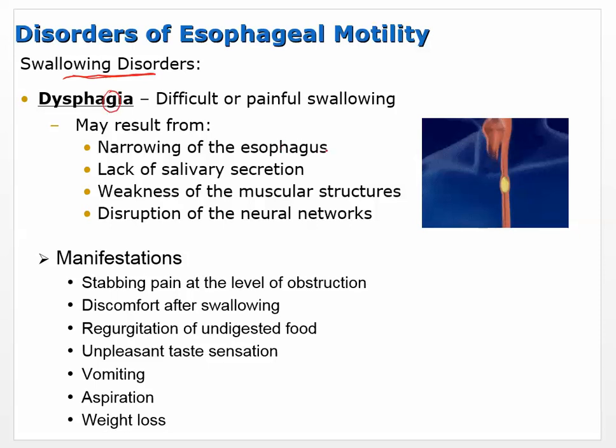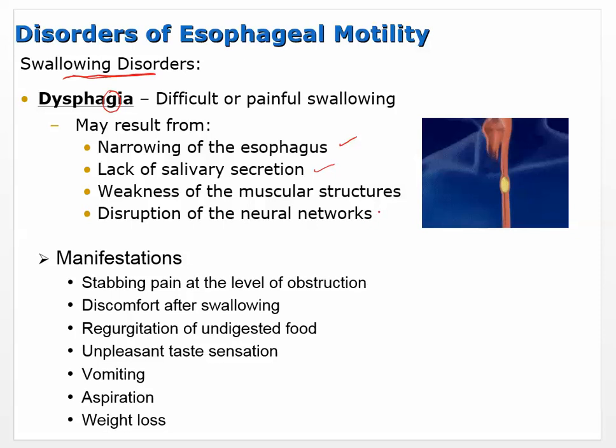It may result from narrowing of the esophagus. That makes sense. If the esophagus can't widen to allow food to move through, it's going to be more difficult and probably painful. Lack of salivary secretion, so saliva can act as a lubricant to help move things through. Weakness of the muscular structure, so you've got peristalsis again, moving the food through the esophagus. That's smooth muscle contraction, that peristaltic, wave-like movement. And if those muscles are weakened, you're going to have a hard time pushing things through, and you may have to swallow several times to get it to move.